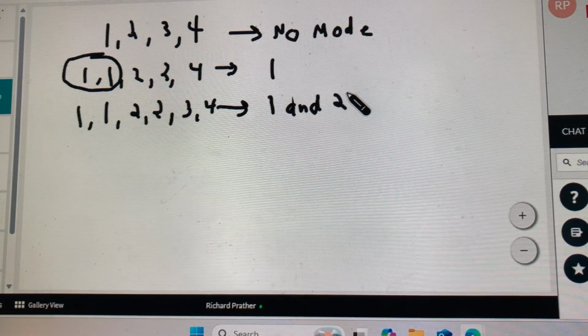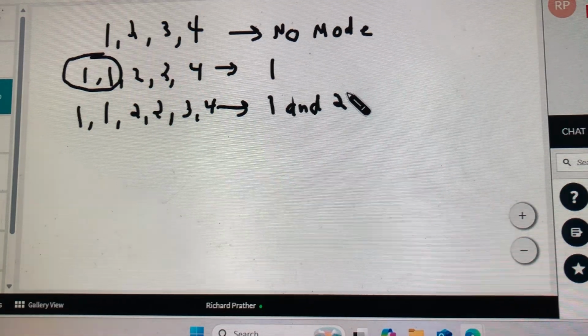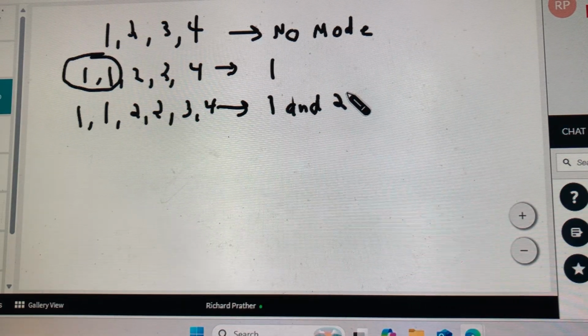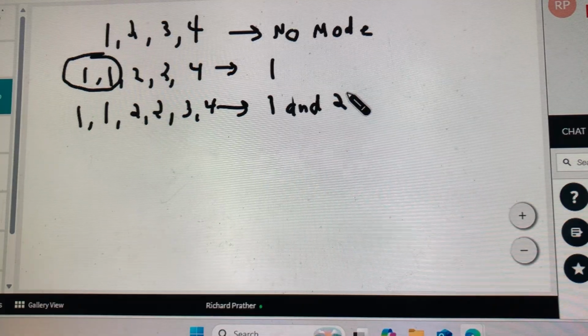The only thing that can happen is, say every number happened twice. Say you had 2 1s, 2 2s, 2 3s, 2 4s, 2 5s, 2 6s, then you're back to no mode. At least one number has to be larger or smaller than others if there's ties to have multiple modes.